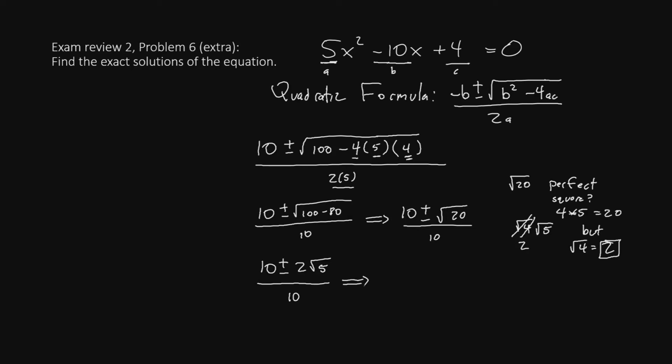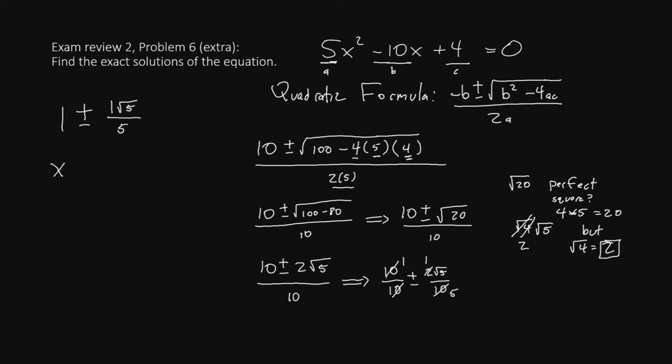We can split this fraction into two pieces. The first piece will be 10 divided by 10, with a plus or minus in the middle, and 2 square root of 5 over 10. Now 10 divided by 10 cancels out completely and just leaves the number 1. The 2 and the 10 can cancel down as well, since 10 divided by 2 is 5, and 2 divided by 2 is 1. So our final answer is this: 1 plus or minus 1 square root 5 over 5.